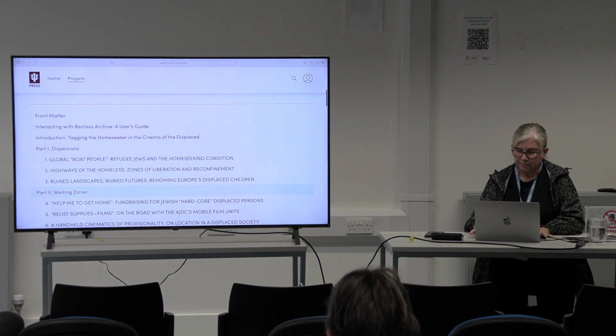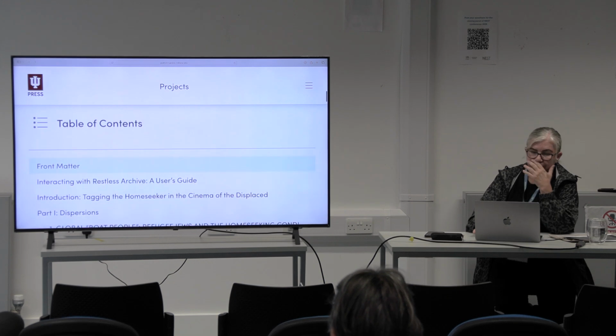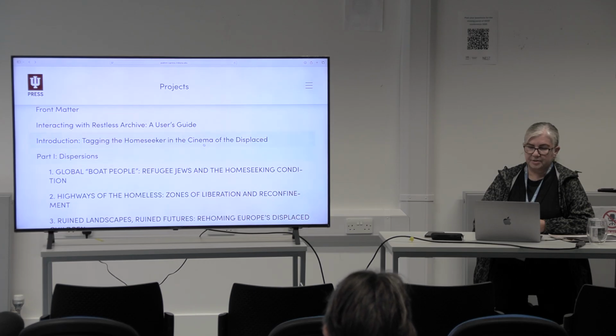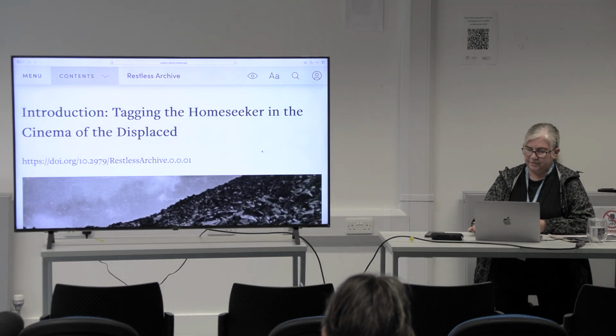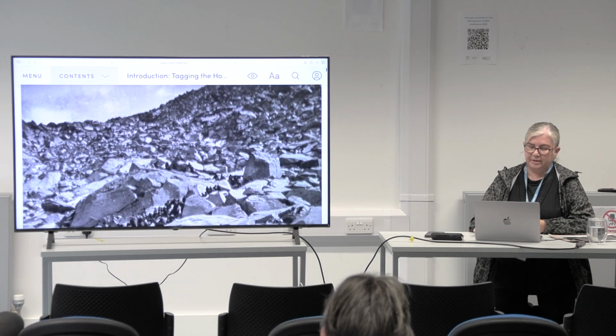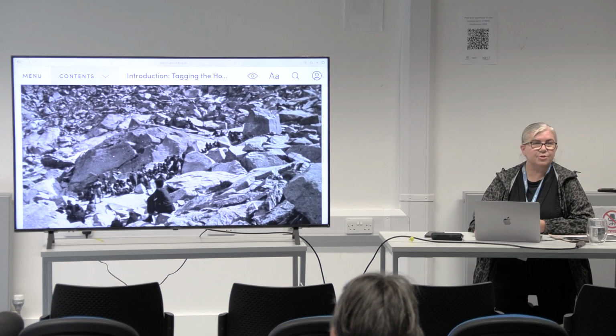Let me just increase those a bit so you can see. I've given a guide on how to interact with the platform and the book, and then the book chapters as well, the tagging, the homeseeker, and the cinema of the displaced. When you click on this, you'll see regular text. There are no page numbers in this book. It's a DOI for the chapter, and you start off with the image, inserting the people in the landscape of where they were in this historical movement in post-war Austria.